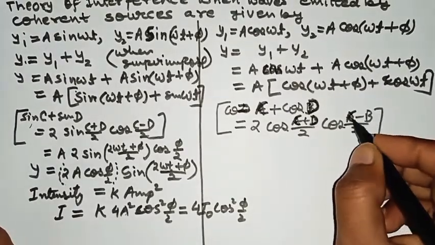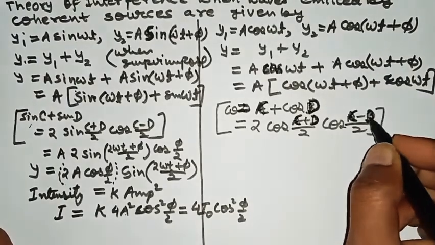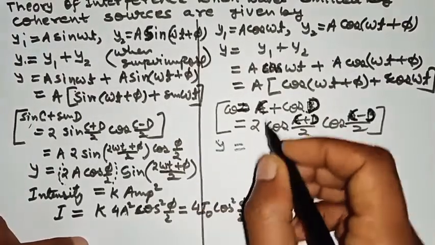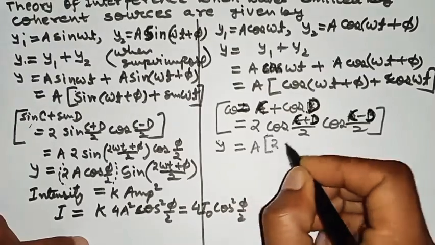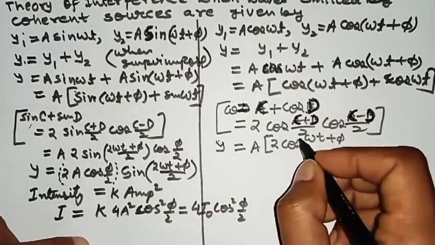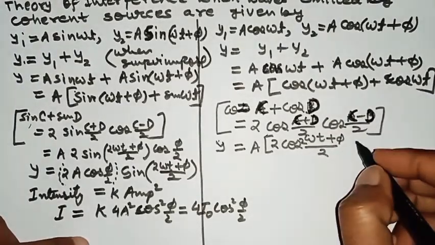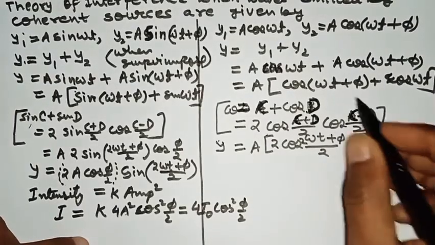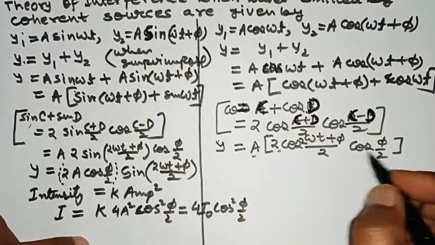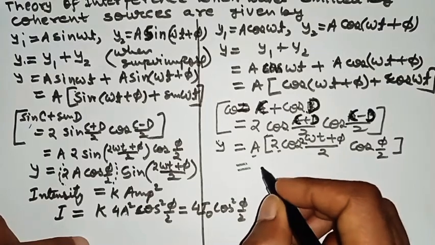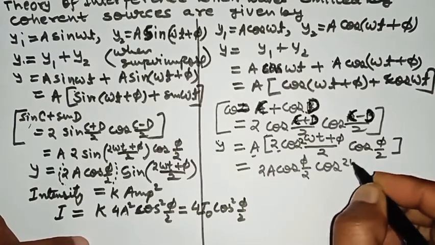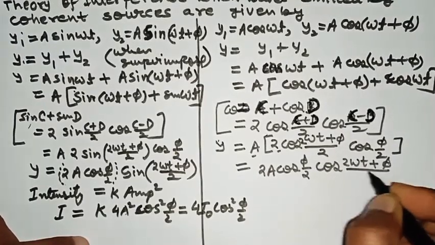I think it is much easier now. So sine C minus D is in both the expression, which is important here. Now the next term will be a into 2 cos, add both of them, omega t plus omega t, there will be 2 omega t plus phi by 2, and then subtract both of them, it will be cos phi by 2. Subtract both of them, omega t will get cancelled, you will get this. And once again, this term is a constant term, so it will form its amplitude 2a cos phi by 2 and cos 2 omega t plus phi by 2.